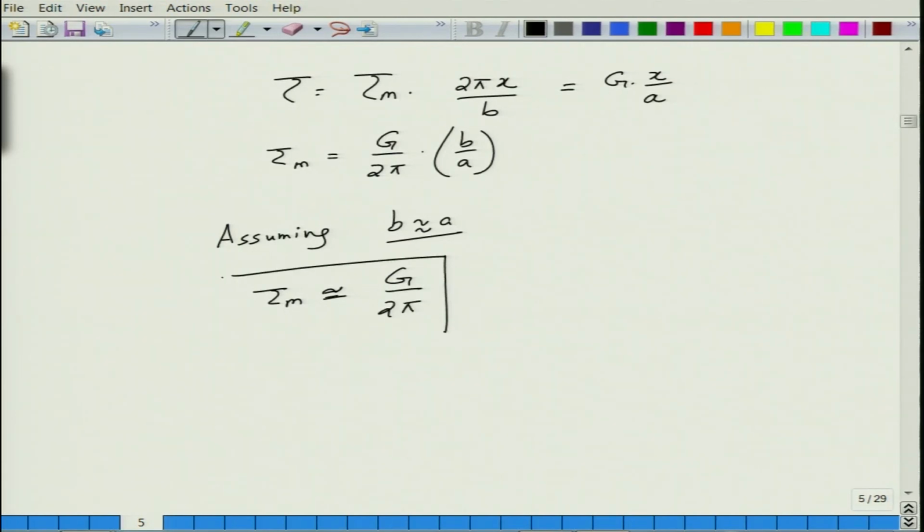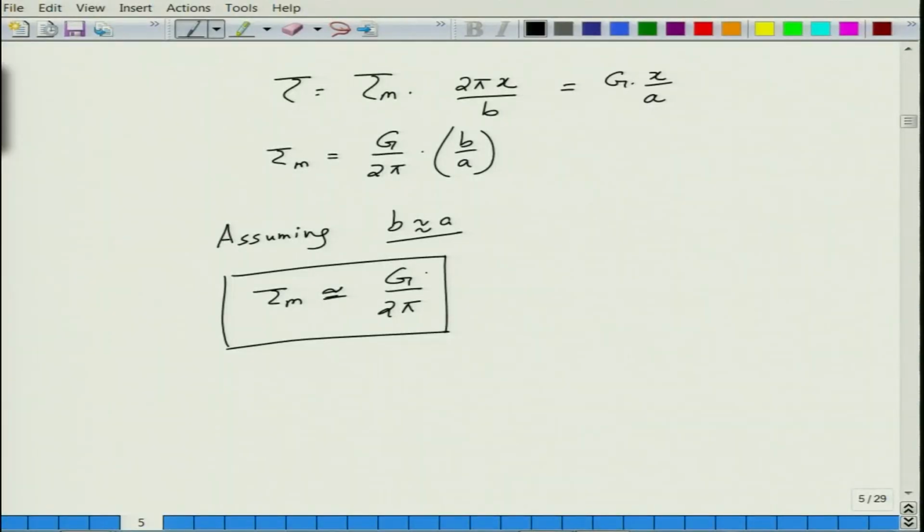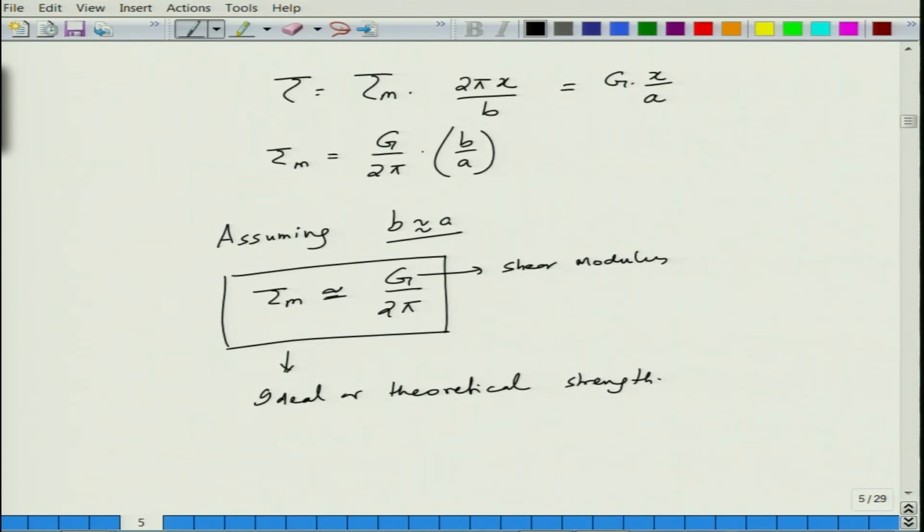So, the maximum shear stress that is needed to move an atom from one position to another is equal to G divided by 2 pi, where G is the shear modulus. All right. So, this is the value of the maximum shear strength, or you can say the ideal or theoretical strength of the material, which is G divided by 2 pi.